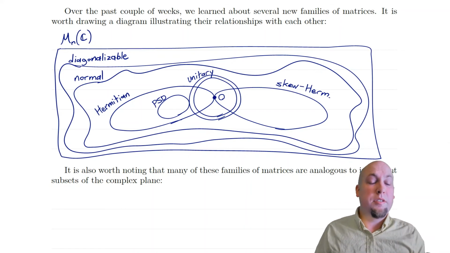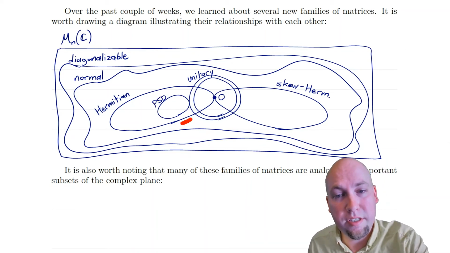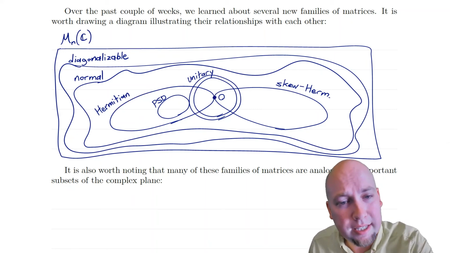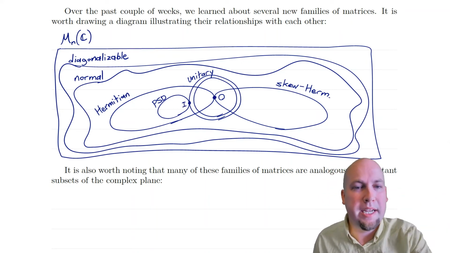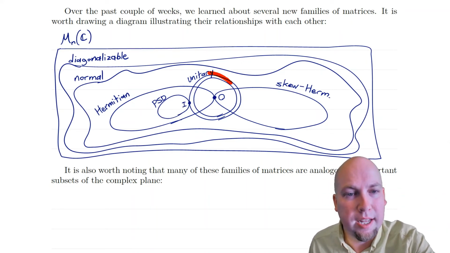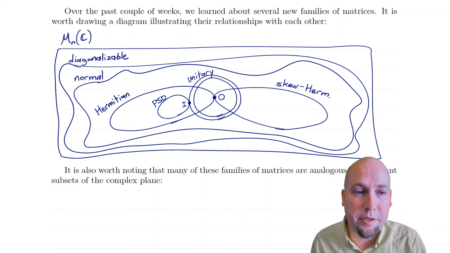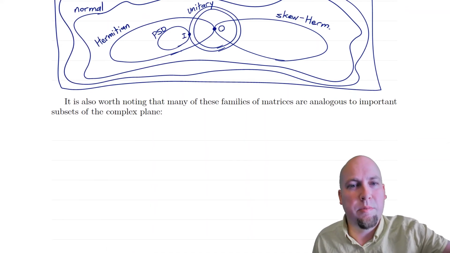Okay, and we've also learned about the set of positive semi-definite matrices. These are all Hermitian, so it's inside the set of Hermitian matrices. Okay, and again, I've drawn things barely touching here for a reason. There's exactly one matrix that's both positive semi-definite and unitary, and it's the identity matrix. That's the only positive semi-definite unitary matrix out there. All right, so those are the relationships between the various families of matrices that we've seen over the last couple of weeks.